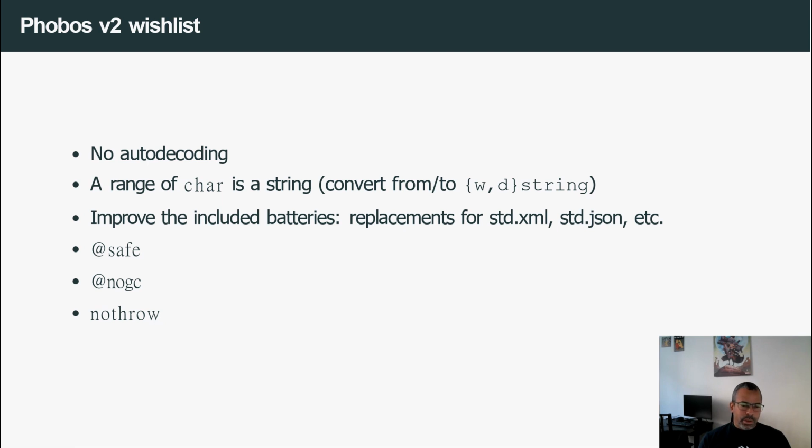Another thing that we talked about is a range of chars of string. What does that mean? There's a lot of code in Phobos right now that is there to support different kinds of strings. So if you pass a string or a wstring or a dstring, everything kind of just works.